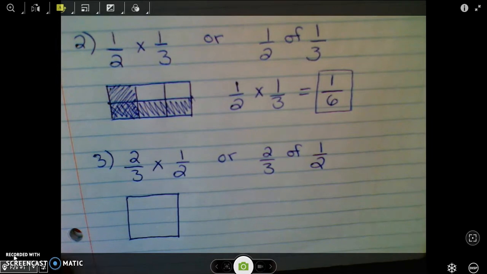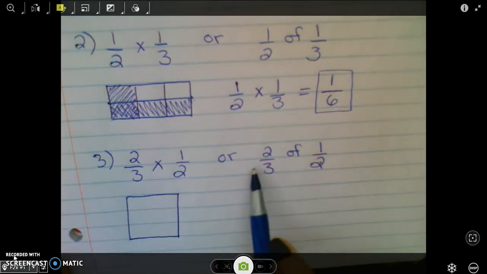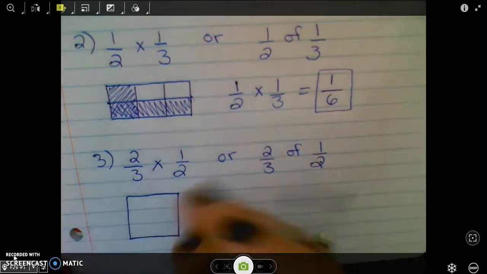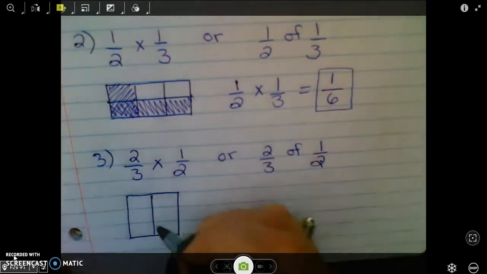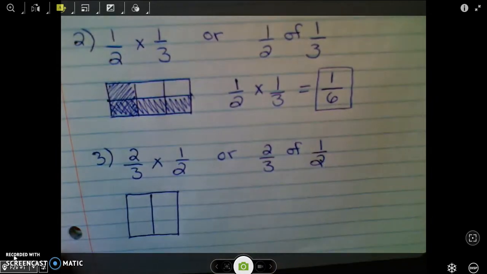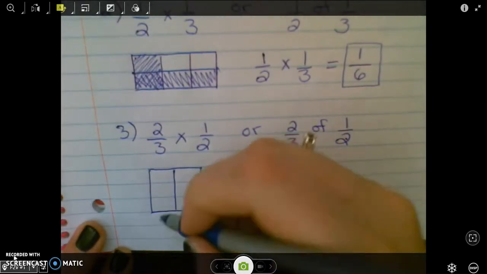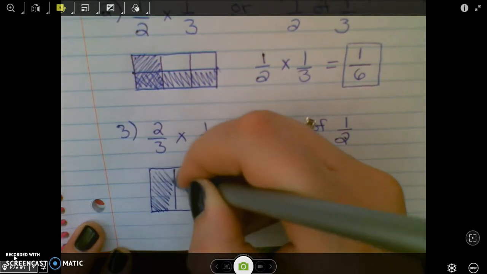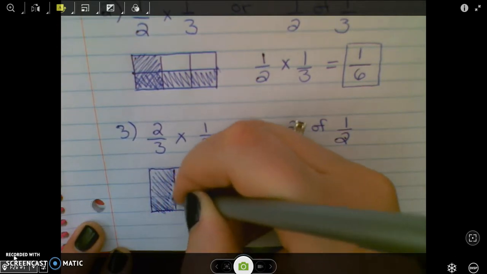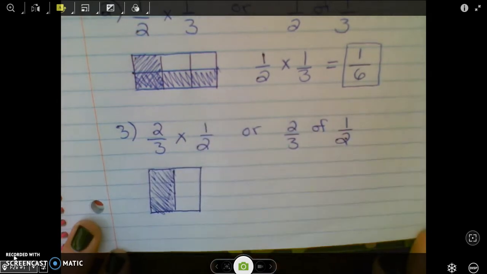I'm going to start by splitting it in half. Basically I'm starting with my second fraction. I want 2/3 of a half, so I have to start by shading in a half. It doesn't matter which half you shade in, as long as I shade in half. I'm going to shade in the left half on mine. Okay. Then I want 2/3 of a half.